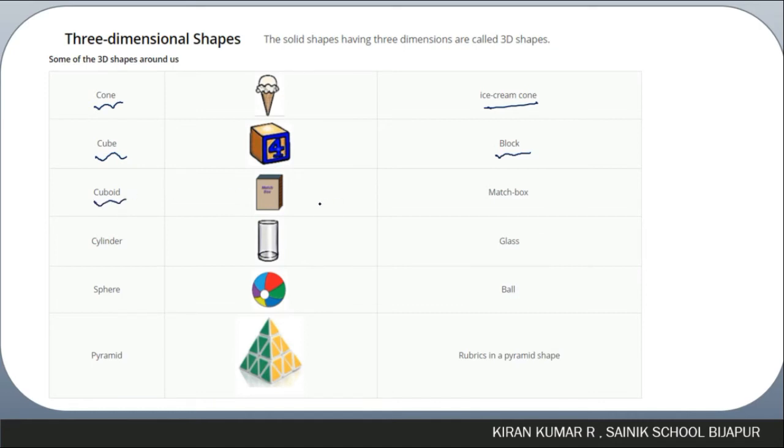Cuboid, one example is a matchbox. Cylinder, one example is a glass or a cooking cylinder. Sphere, one example is a ball. Pyramid, in the rubric we have seen a pyramid shape. The Egyptian pyramid is also a pyramid.